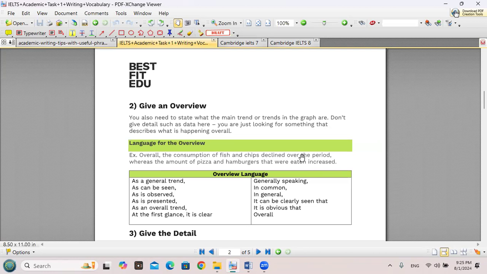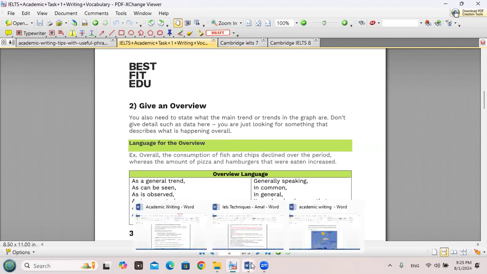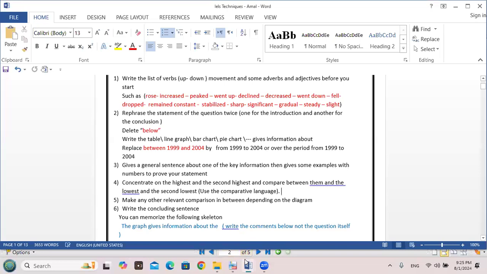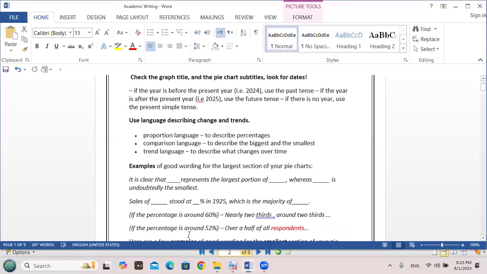You're not going to write the exact same sentences. For sure, you have to change the ideas and details based on the graph you're going to have in the test, but at least you have sentences memorized. Okay, so we have this one here. Let's start reading it.